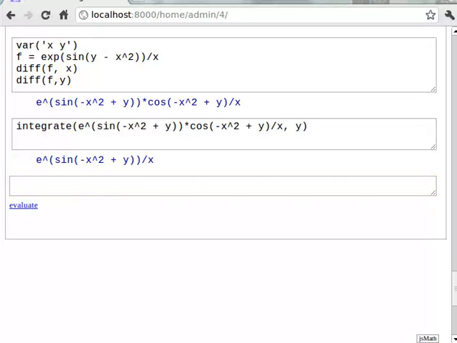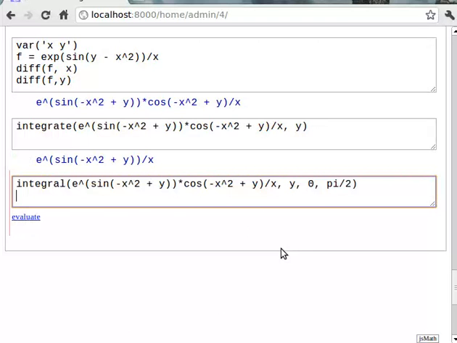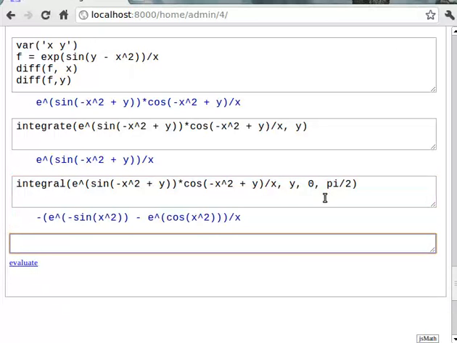Now let us find the value of the integral between the limits 0 and pi by 2. So for that you can type integral e raised to sine minus x square plus y multiplied by cos minus x square plus y by x, then y, then comma 0 comma pi by 2. Hence we got our solution for definite integration.